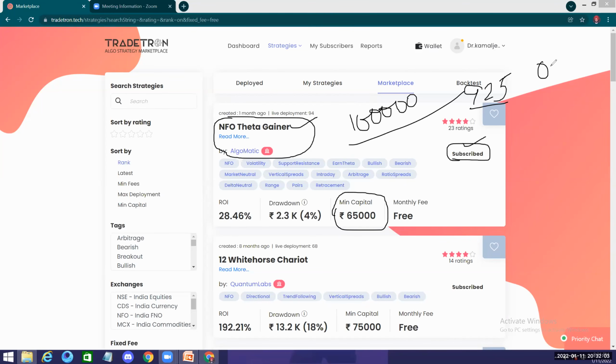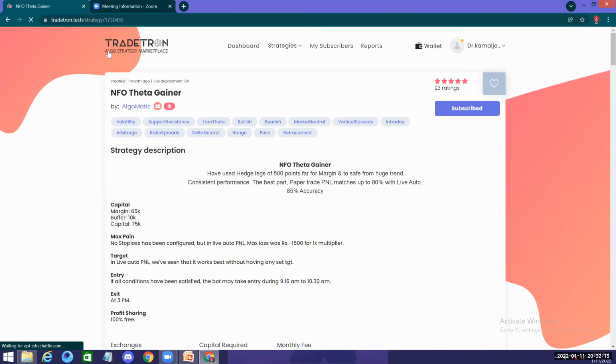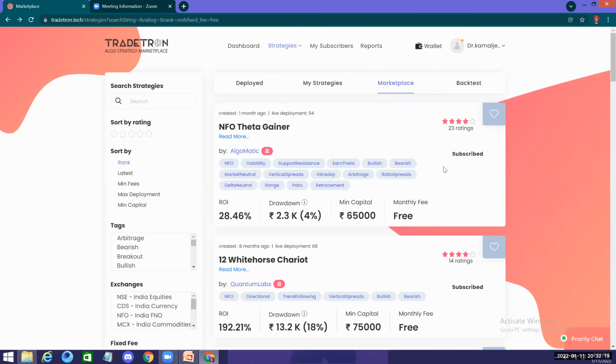That is approximately 9.9%. So in 22 days, it will come to around 18%. I don't believe all these things. I say this is all bullshit. So I will go and see what this strategy actually looks like.